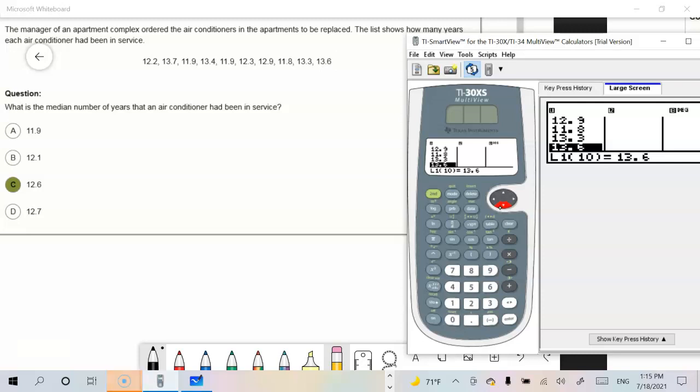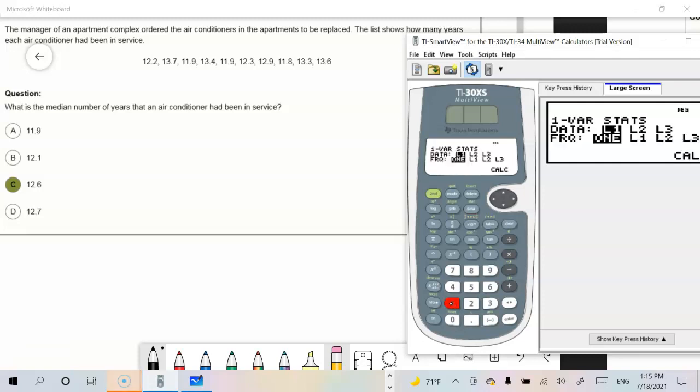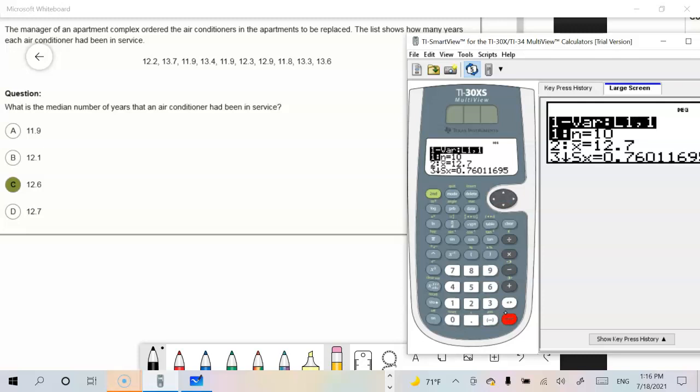So now, because we are going to calculate a median, we are going to press second and then stat. Because we put the set in number 1, remember that the calculator showed L1, so that means that's the first set of numbers. We are going to press 1, and we are going to scroll down using this key, and press calc, so we are going to press enter. And then see, it gives you all of the calculations with that set of data.